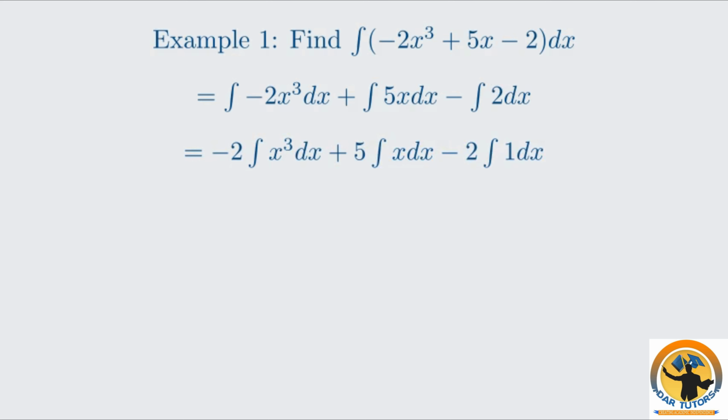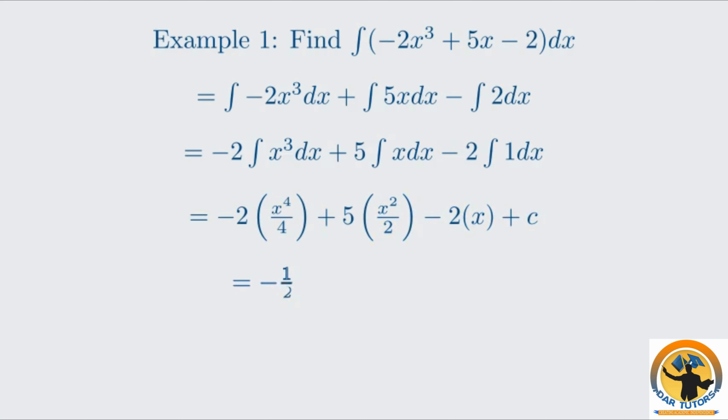Now we apply the power rule to the first two terms and the constant rule to the third term. The integral of x cubed is x to the power of 4 over 4. The integral of x, which is x to the power of 1, is x squared over 2. And the integral of 1 is x. Don't forget the constant of integration, c. Finally, we simplify the expression. Our final answer is negative 1/2 x to the fourth plus 5/2 x squared minus 2x plus c.